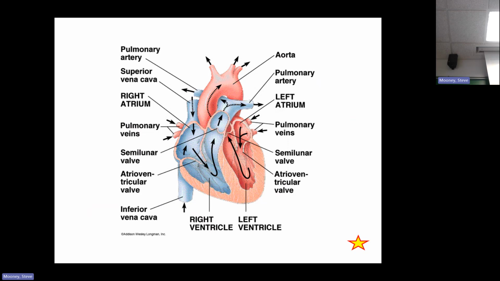So the convention is that if you're looking at a heart on a page, you're looking at somebody standing in front of it and looking at their heart. So you're looking ventrally, or from the front of them, not from the back. So it's opposite of what your right and left is as you sit there staring at it.